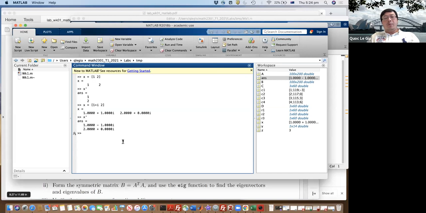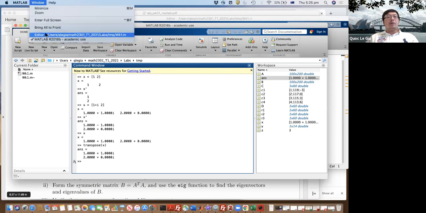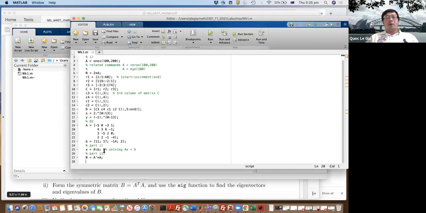So if we want only the transpose, then you have to use the full transpose command like this, then everything is okay. So make sure that we know what we are doing. But in our case, because the matrix is a real matrix, we don't have to worry a lot. We just take A prime times A, yeah.